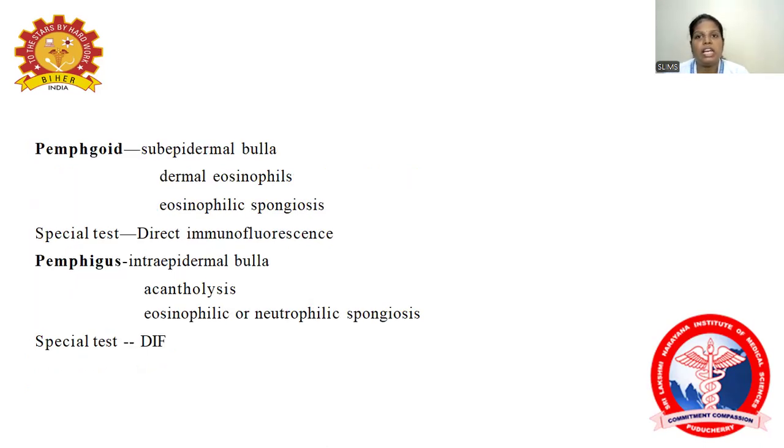In pemphigoid, subepidermal bulla and dermal eosinophilic spongiosis will be present. Special tests like direct immunofluorescence can be done. In pemphigus, intraepidermal bulla and acantholysis, the loss of coherence between the epidermal cells, is known as acantholysis, and pemphigus is one of the causes. Eosinophilic or neutrophilic spongiosis is present. Specific tests like direct immunofluorescence can be done.